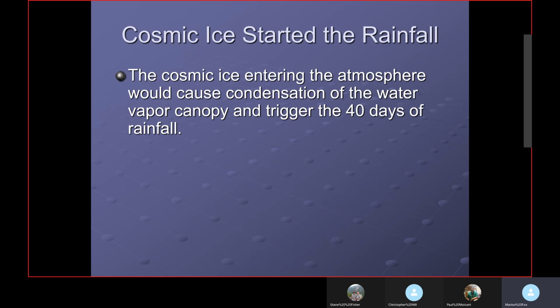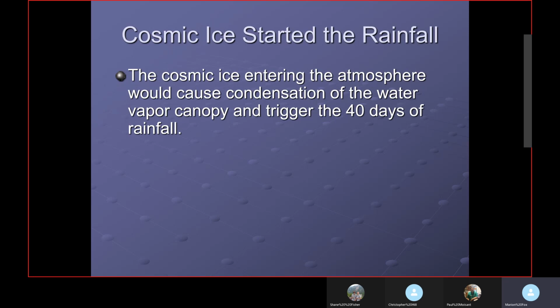Another thing that would cause the water vapor to come out of the atmosphere would be a decrease in barometric pressure. So the higher the barometric pressure, the more water can be retained in the atmosphere. The lower the barometric pressure, the less water. So if we have a combination of a dropping barometric pressure and a dropping temperature, a colder temperature, we're going to have a lot of rain.